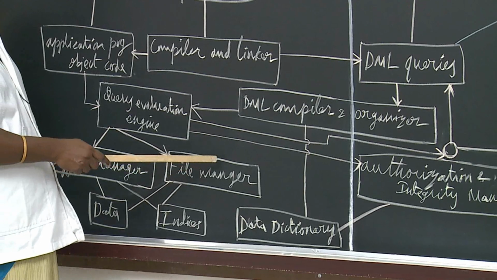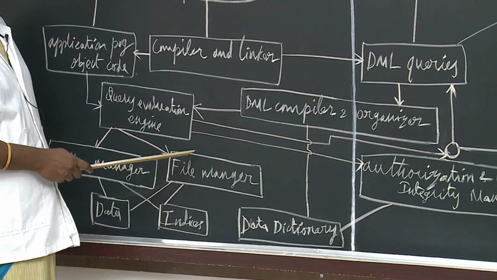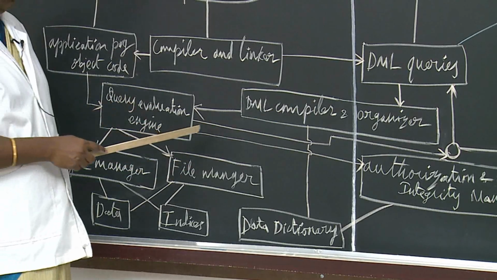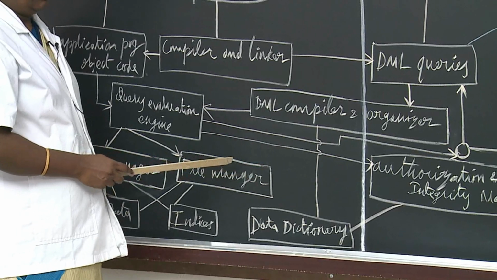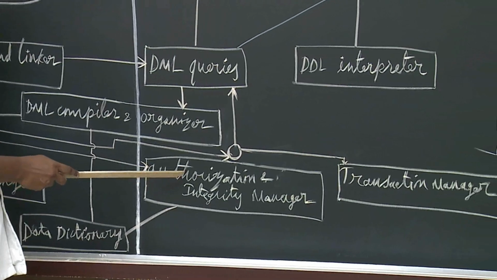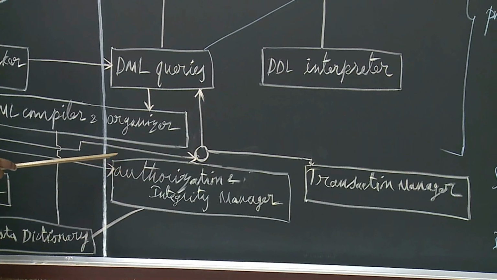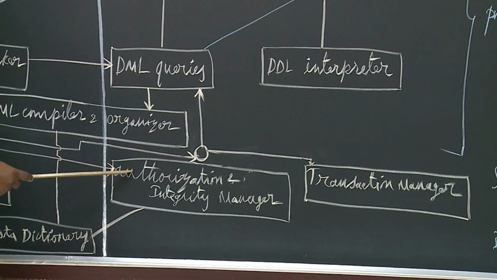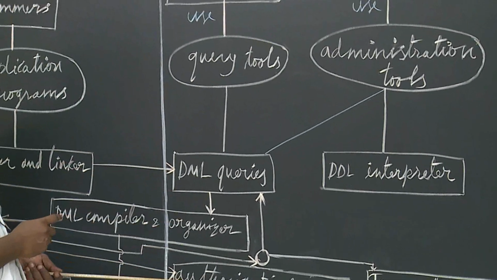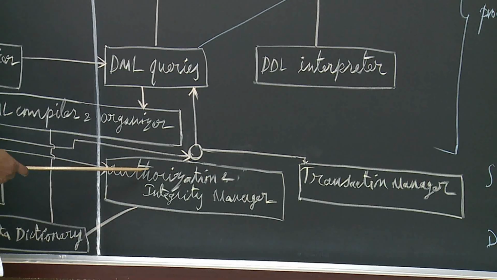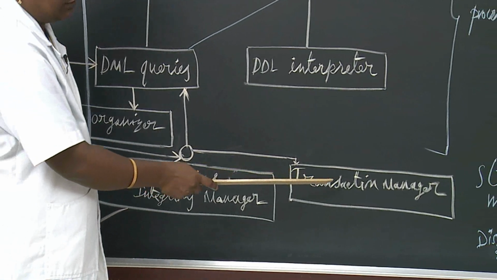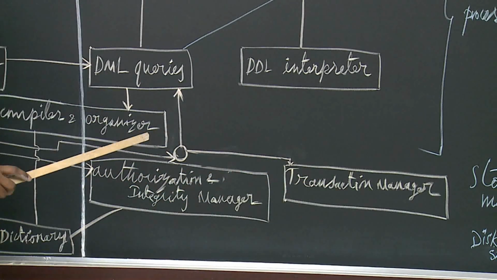Then file manager. This is going to allocate the space for the data. So this file manager manages all the space for the data available in the database. That is the purpose of this. Then authorization and integrity manager. This will provide the permission to the user to use the database system. Whatever the user requests, based on the request, this authorization manager will check the authentication and provide the permission for the same. Next, transaction manager. This is a very important thing.